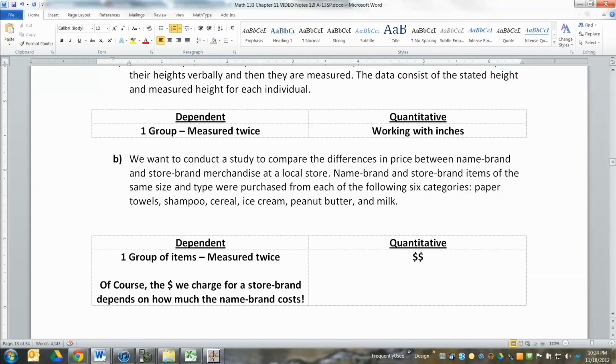That's dependent. I mean, it just makes logical sense. Just never forget the logical part of this. Dependency means that what you get as an outcome for the second thing depends on what the first thing was. A store naturally looks at what the name brands charge for it and makes their store brands a little bit less, right? So there's a relationship there. And of course, also, by the way, this is quantitative because it's money. Money is a quantitative thing.